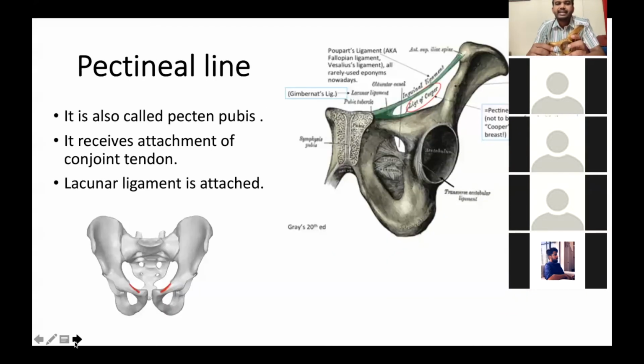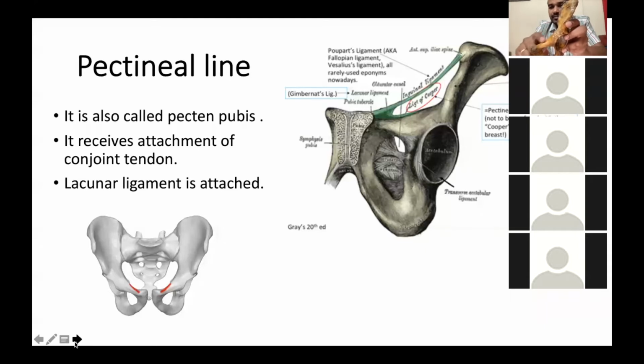Now, what is this pectineal line? This pectineal line is also called the pecten pubis. It extends from the pubic tubercle to the posterior part of the iliopubic eminence. This one. So from the pubic tubercle, if you move your finger medially, you will see a tubercle over here. This is an eminence which is called the iliopubic eminence. Between the ilium and the pubis, there is a tubercle, an eminence. This is called the iliopubic eminence.